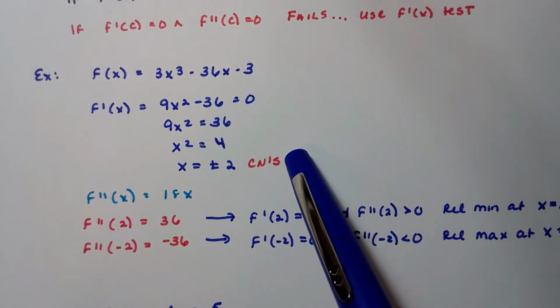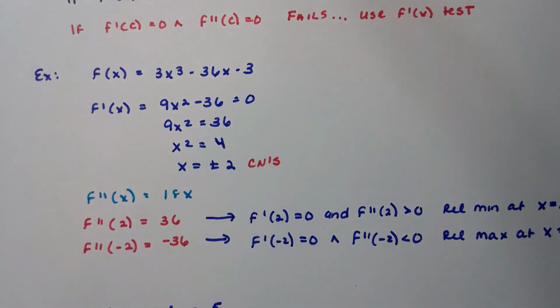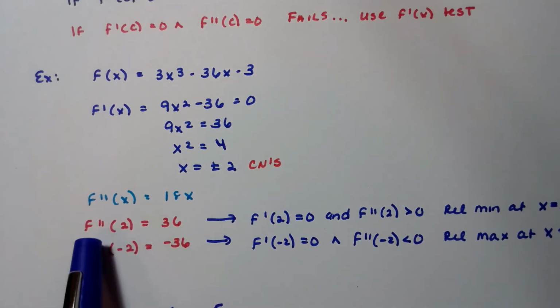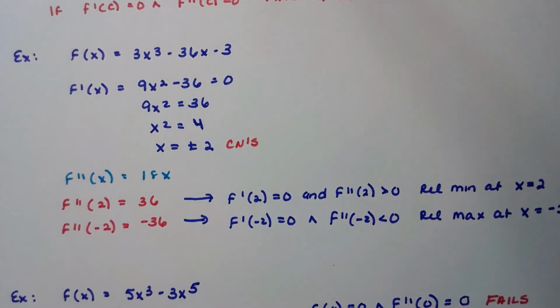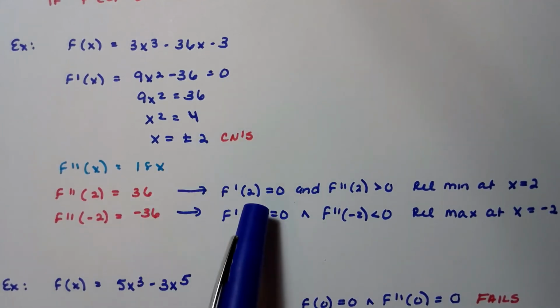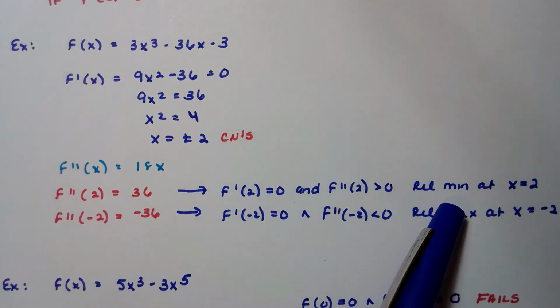So then I took the second derivative, which is just 18x. Now I'm going to take plus 2 and minus 2 and plug them into my second derivative. So f double prime of 2 gave me a positive number, and f double prime of -2 gave me a negative number. So what does that mean? It means that f prime of 2 is 0, because we solved for it, and f double prime of 2 is positive, so that means I would expect a relative minimum on the graph of f at x equals 2.